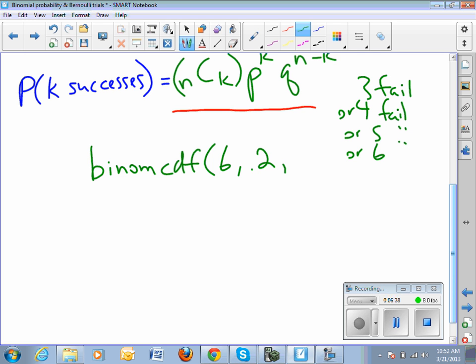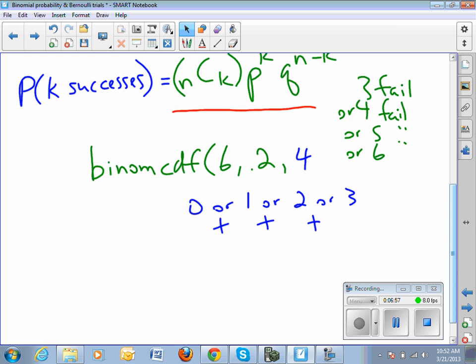All right, so if we use CDF, let's say you were wanting to put in 4 here. If we put in 4, that's going to calculate the probability that 0 fail, or 1, or 2, or 3. And it'll add those together.